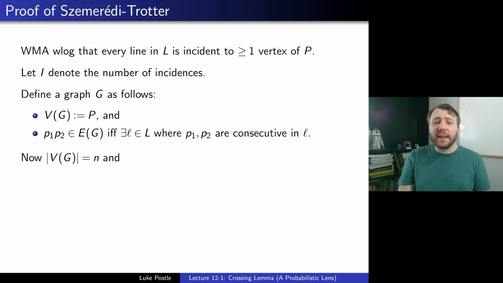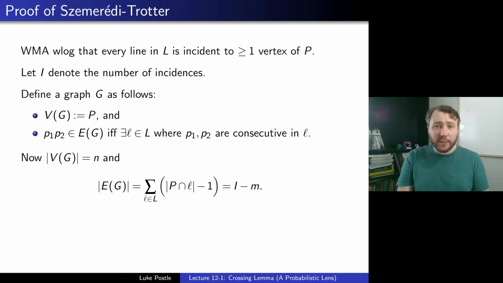So what does this give? Well, the number of vertices is clearly n, the number of points. And the number of edges is a little trickier to calculate, but what is it? Well, for each line, we would get |P ∩ l| minus 1, right? So if there's only one point, we don't get any edges, and we're assuming every line has at least 1 point. If you have more than that, you get the number of points minus 1, so you only get the edges in between.